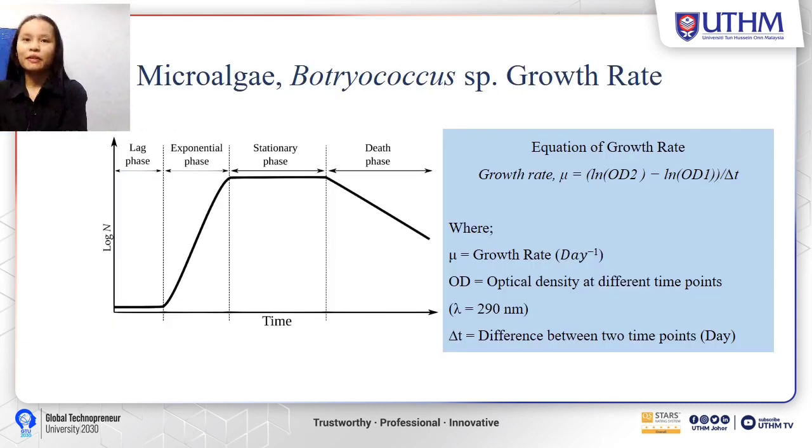Next is microalgae Botryococcus species growth rate. So in microalgae Botryococcus species growth rate, there will be 4 phases, which is the first one is lag phase, the second one is exponential phase where the growth reaches its peak. Next is stationary phase where the cell stops to grow, and then the last phase is the death phase where the microalgae will start to stop growing and die. So this is the equation of growth rate.